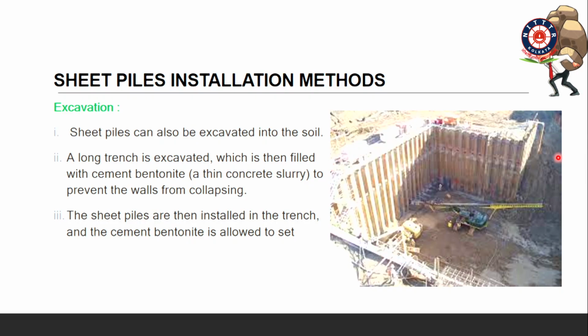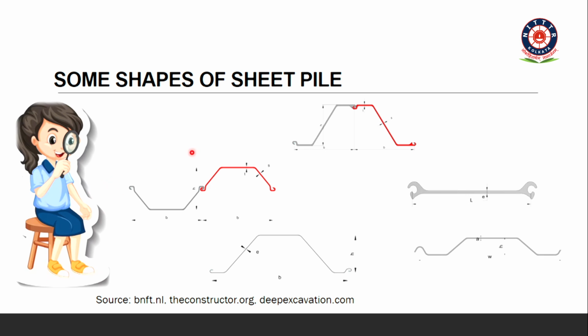Another method is the excavation method. Here, first you will be excavating the soil, this trench will be filled with cement bentonite, then you will start installing the sheet pile. So you can see they have installed. See, there will be some shapes. These are the different types of sheet pile for the joints.